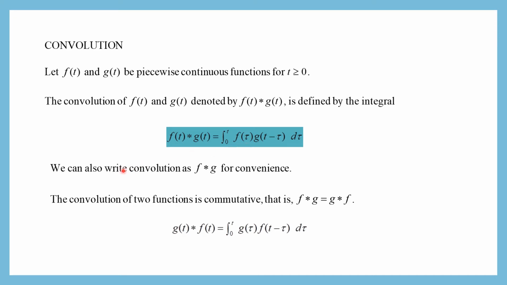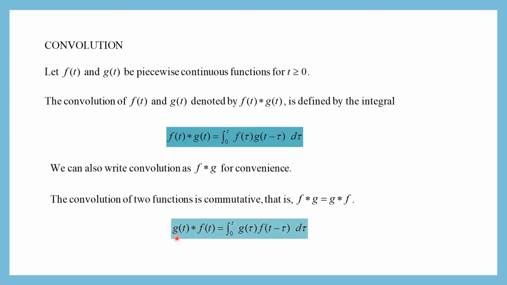For convenience, instead of writing f of t asterisk g of t to denote convolution, we can simply drop the t, we write f asterisk g. The convolution of two functions is commutative, that is, the convolution of fg is the same as the convolution of gf. So f asterisk g is the same as g asterisk f. We can rewrite this expression in the following form.